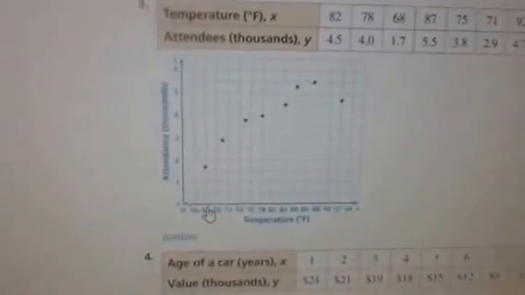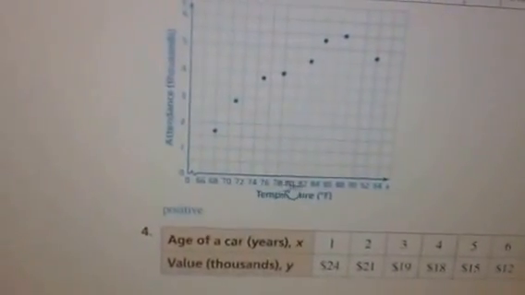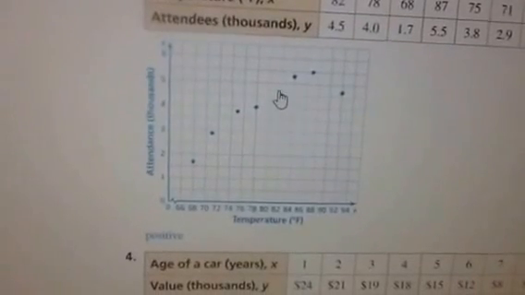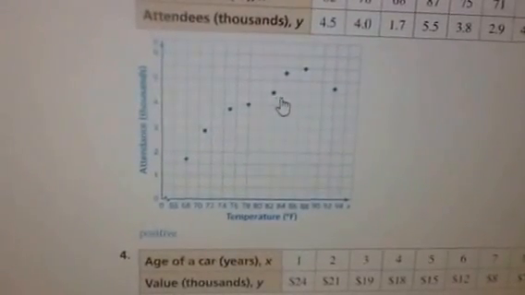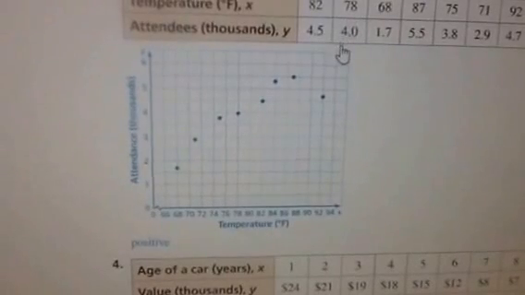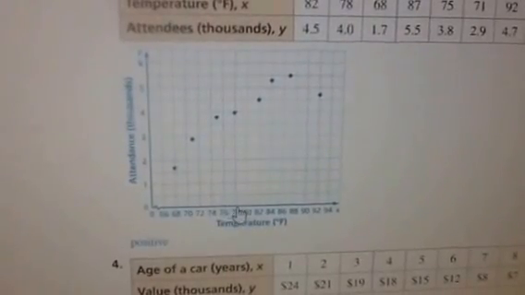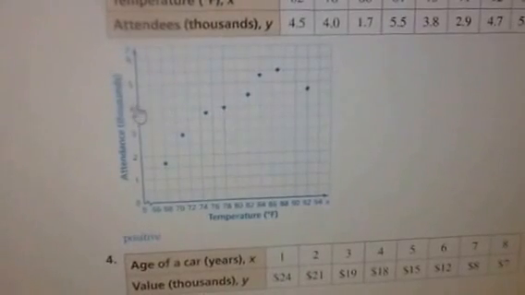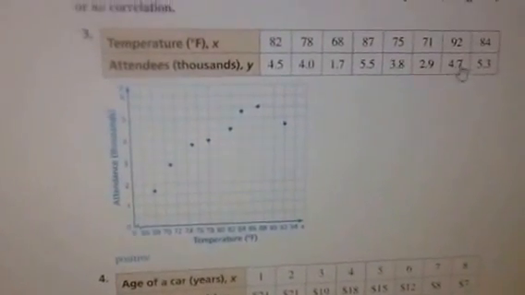It's kind of nice. Let me see if I get a little closer here. You input 82, you output 4.5. Yep, that's 4.5. There would be one of your dots. Then you do the next one. You input a 78, you output a 4.0. See, there's a 78. You output a 4.0. It's right on 4. And so you would do that with all these points.